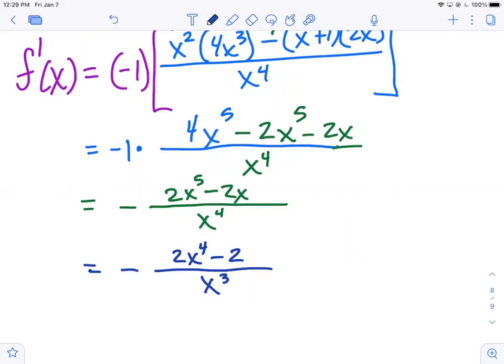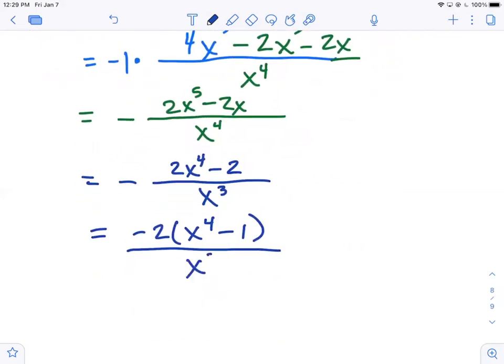And now if you want to factor out the 2, since I'm factoring out a 2, I can put that in the numerator, and I'm left with x to the 4th minus 1 all over x cubed. So I think that's probably the best looking final version of our derivative. That's a good looking version of f prime.